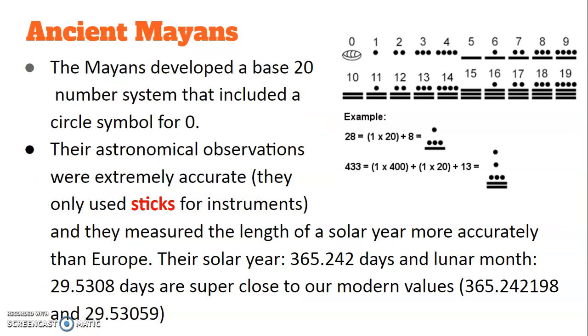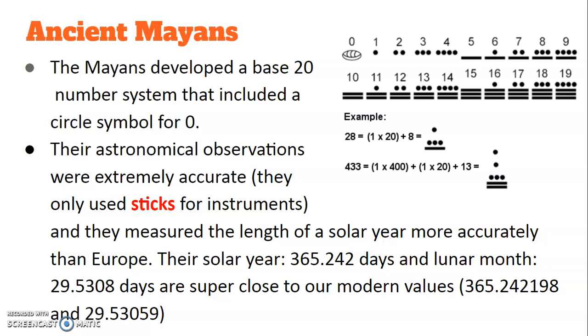So the Mayans developed a base 20 number system that included a circle symbol for zero. Okay. Their astronomical observations were super accurate, it was crazy. And it was even more amazing because they used sticks for instruments. That's all that they used. Sticks and their eyes. And they were able to measure things almost as good as we can today with mathematical tools and all kinds of fancy gadgets.